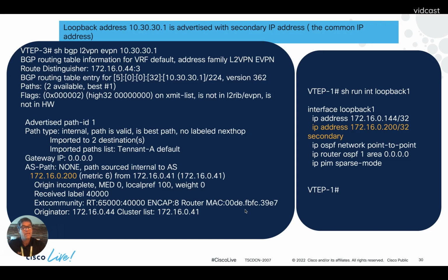You see that this IP address is learned from 172.16.0.200, which is the secondary loopback IP address on VTEP 1 and VTEP 2, which means the packet going to 10.30.31 can land on VTEP 1 or VTEP 2 because that IP address belongs to both the VTEPs, right? But in DHCP, we want the device that sent the DHCP discover to see the DHCP offer. Other devices should not forward the packet.